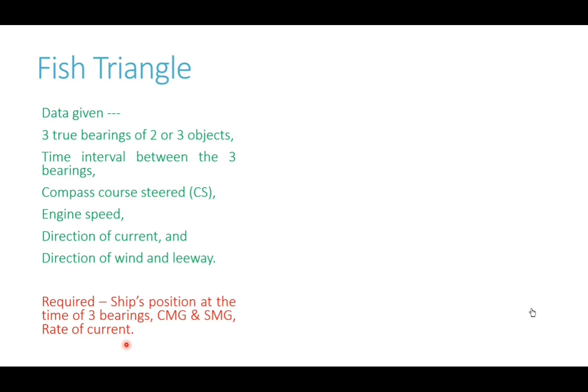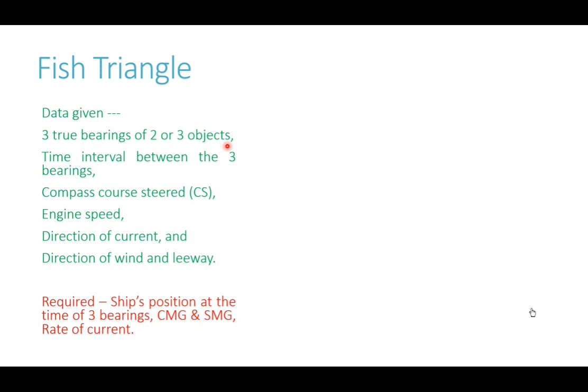Many a times students have difficulty in identifying these questions. So this is a very good indicator for identifying the question. If the rate of current is not given to you and you need to find it out, then the chances are it is a fish triangle question. The second identification which you can have here is that the three bearings which are provided to you are from either two or three objects.